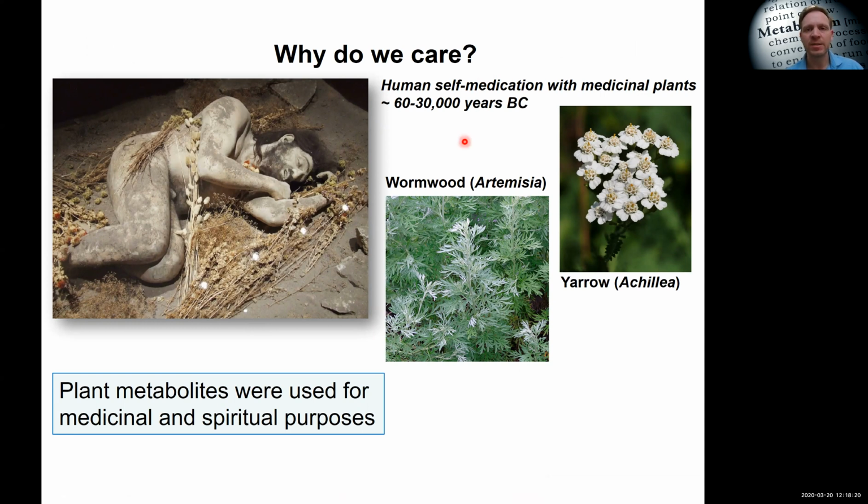And so why do we care? It's actually been a long-standing interest of humans. There are actually some studies that have shown that even 30,000 to 60,000 years BC, humans have used medicinal plants. Okay? So there have been some studies done in the teeth of mummies, and they could identify that what they have eaten are things like wormwood or yarrow. These are medicinal plants, and they could be identified based on the metabolites that were extracted from the plant material in the teeth of these mummies. And so our interest in metabolism for health purposes has been really long going.